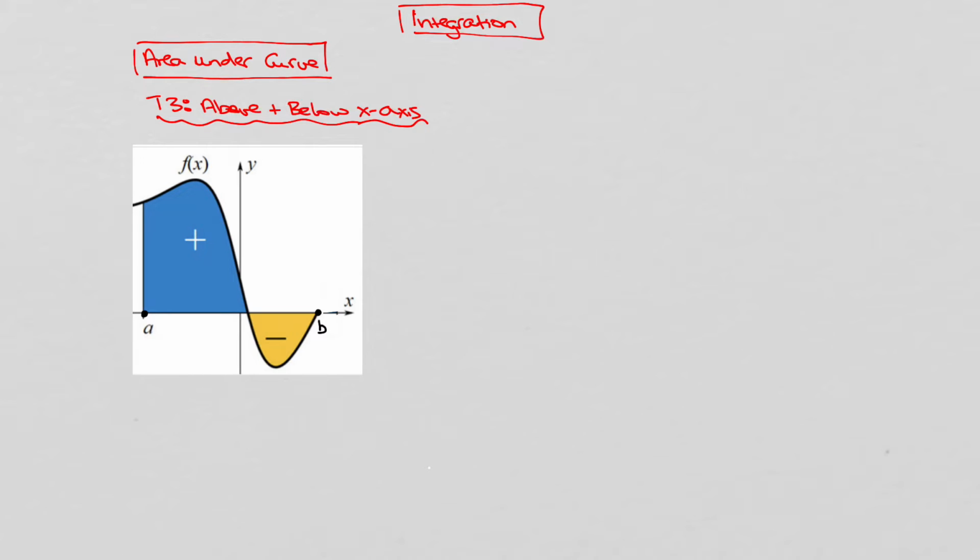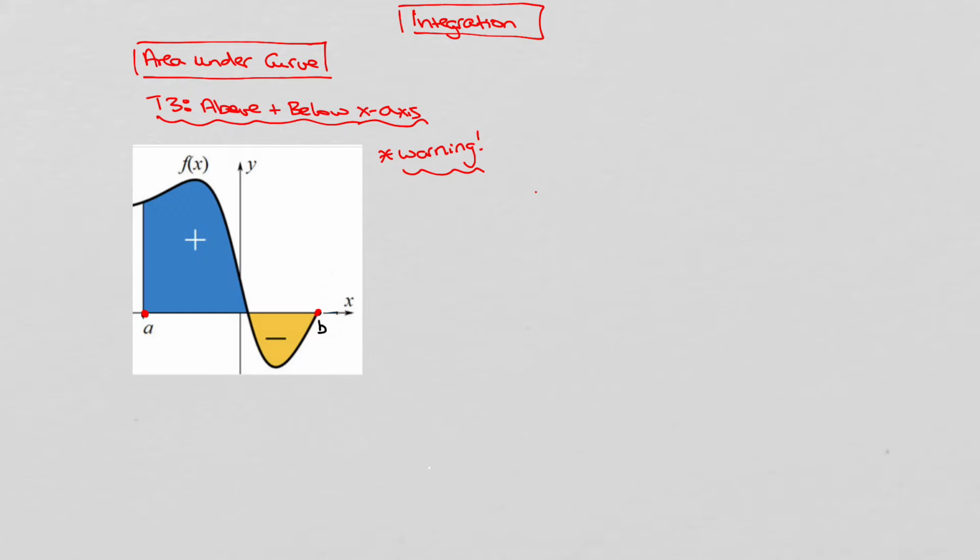Integration, area under a curve, type 3, above and below the x-axis. So we always have to be very careful with these questions here. For the very simple reason, if we're asked to get the area under the curve between the limits of a and b here, so if I highlight those 2 points in red, well, a and b, what happens to the graph is that it actually goes above the x-axis and below the x-axis.